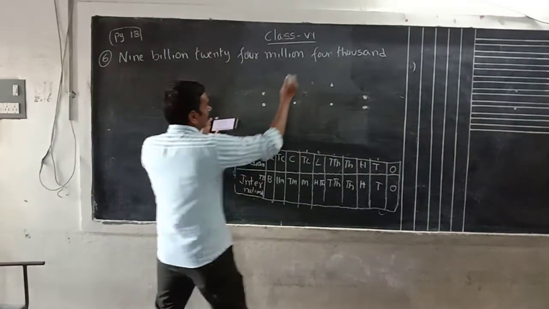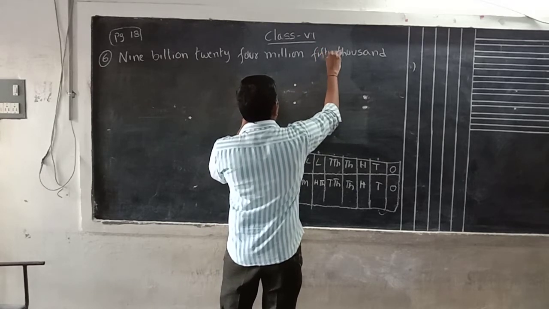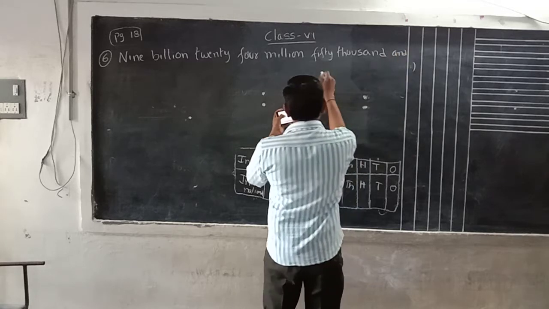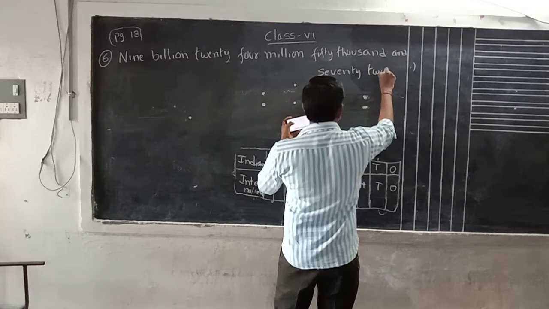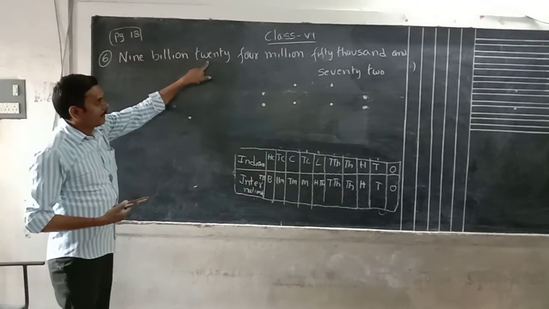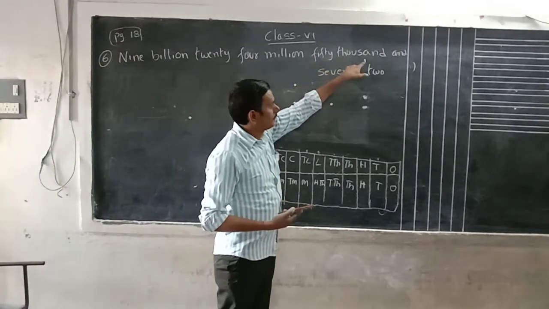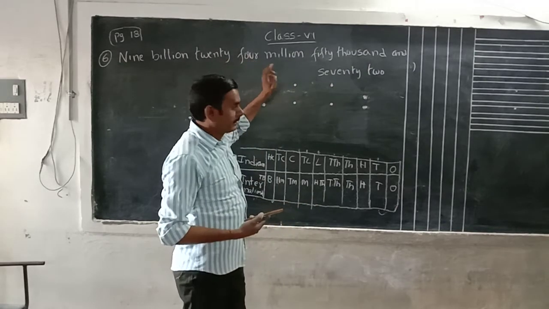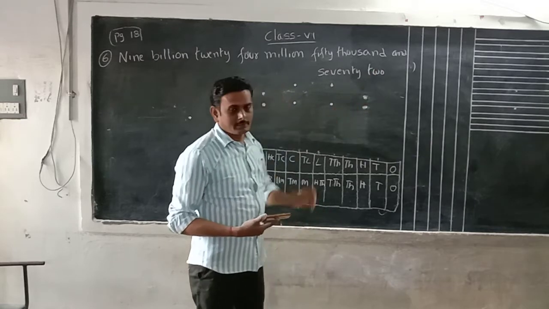Not 4,000, it is 50,000. This is million, 550. 50,000 and 72. Okay, this is the question given: 9 billion, 24 million, 50,000. 50 means double digit, 24 also double digit, and 72,000.